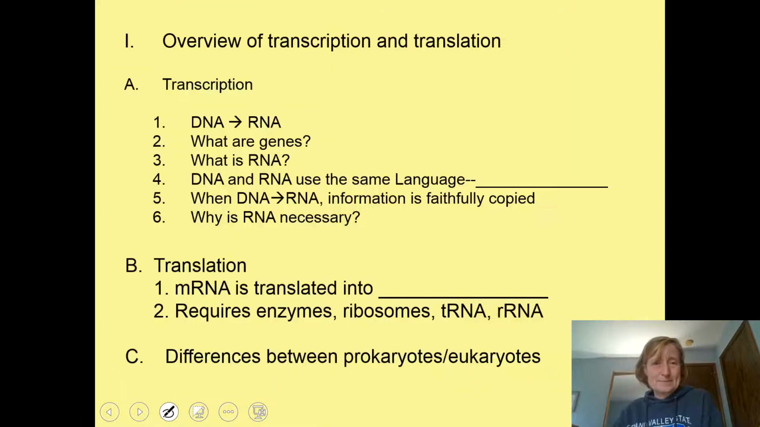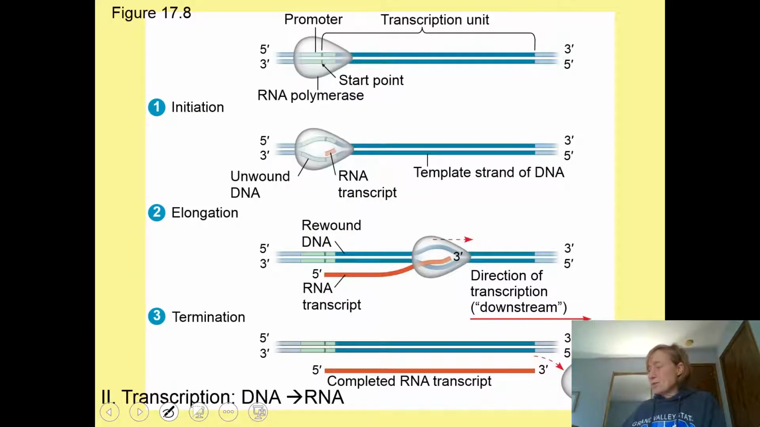All right, we're going to take a look, though, at eukaryotes. Let's focus on them. I think we've answered all of these questions, this overview process. So we're going to start thinking about transcription and what happens in transcription. And here's a picture that we're going to look at, and I'm going to draw a couple pieces of this as well. This is figure 17.8.